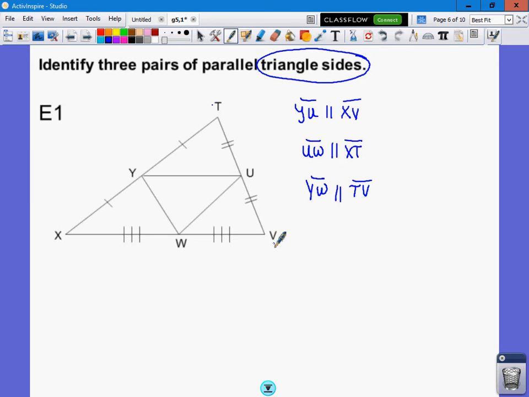Okay, so let's say YW went to another variable, it would go to that variable. Right. They want the whole side of the triangle. Okay. But that was a good question. It would be parallel to TU. It also would be parallel to UV. But because they're asking for the whole side, I'm going to use TV. I got you. Okay?